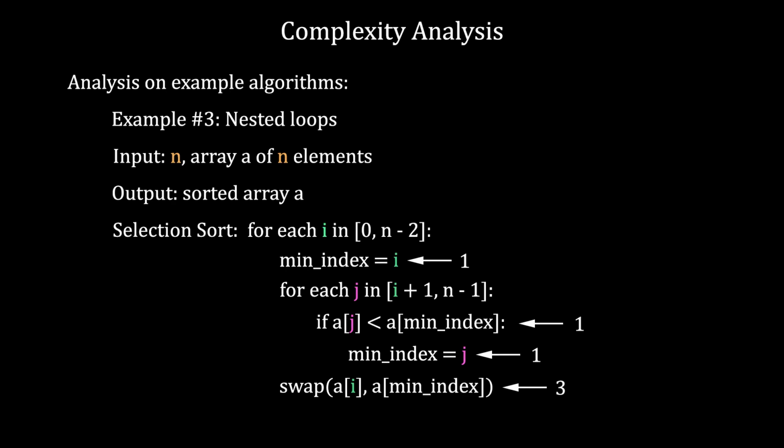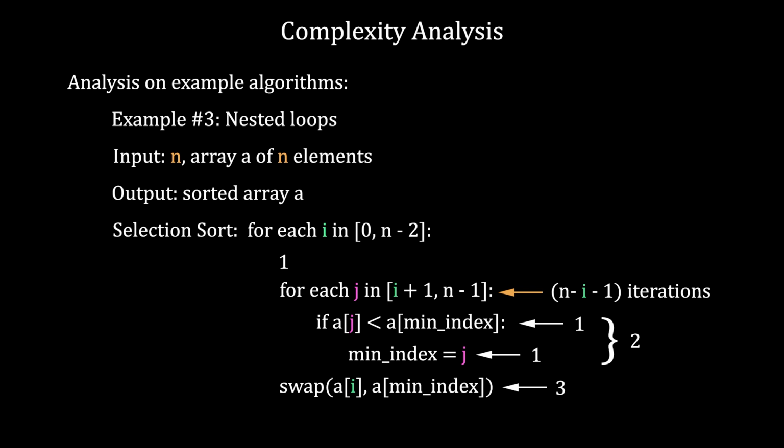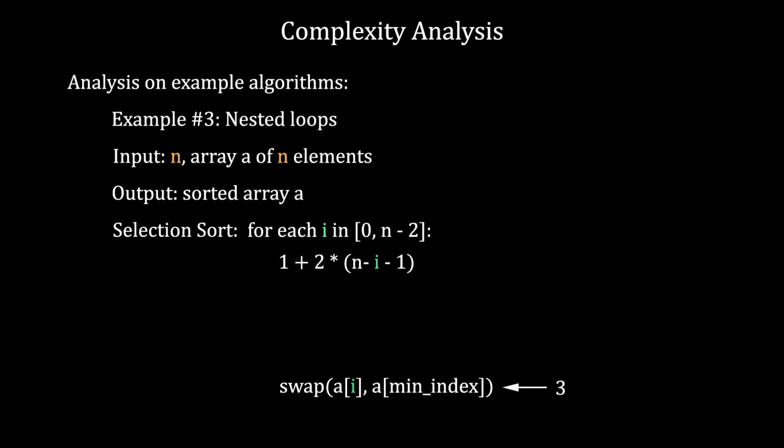and we always start from the inner ones. As you can see, for each value of j, we perform 2 operations. So how many iterations does this inner for loop do? N minus I minus 1. Now, for each value of I, we perform 1 assignment operation, 2 crossed n minus I minus 1 operations from the for loop, and 3 operations from the swap function.